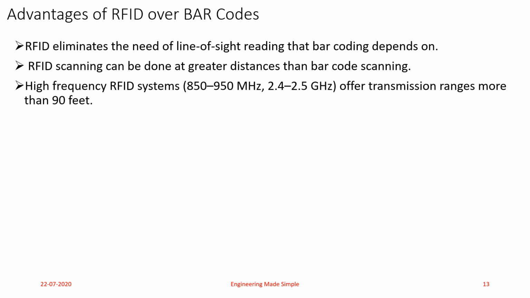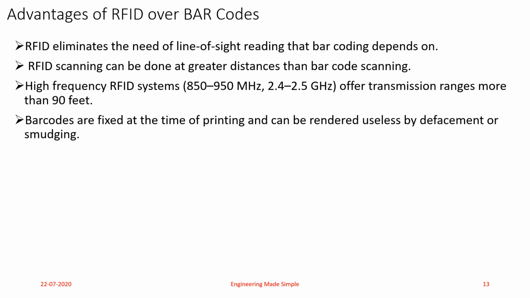So high frequency RFID systems in the frequency band of 850 to 950 megahertz and 2.4 to 2.5 gigahertz offer transmission ranges of more than 90 feet. So coverage radius of RFID is much more than barcode scanning. Barcodes are fixed at the time of printing and the code remains fixed and are rendered useless if they are smudged or tampered manually.